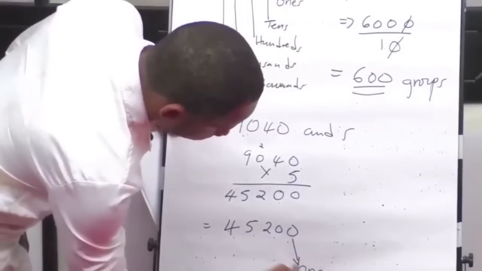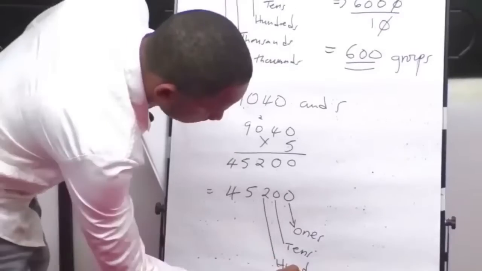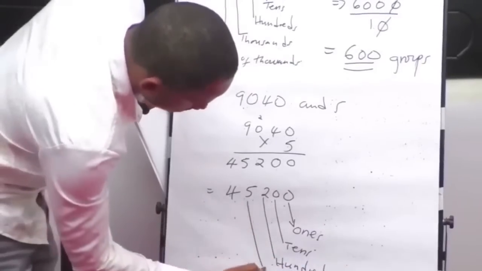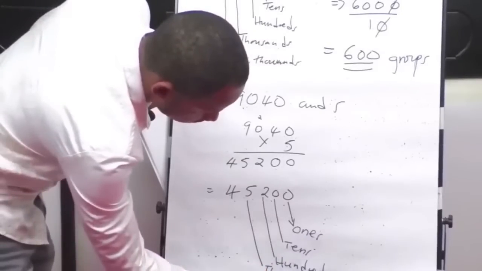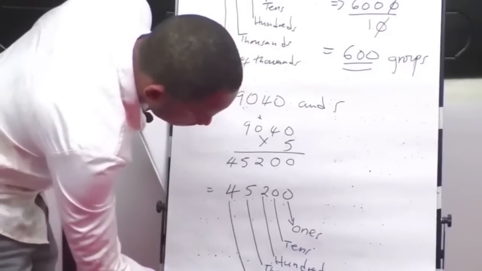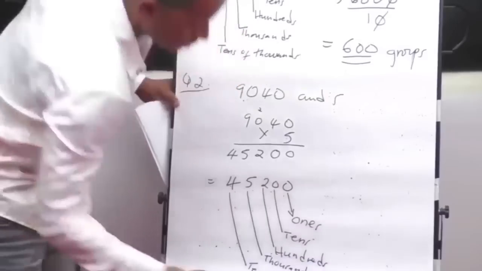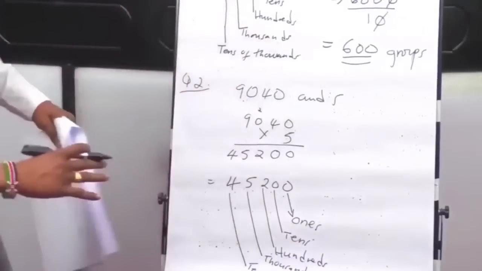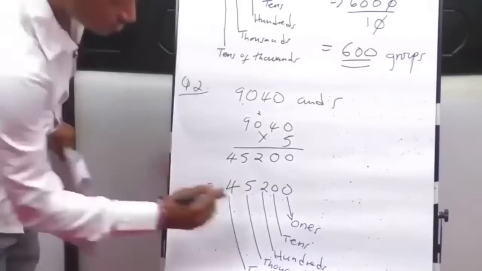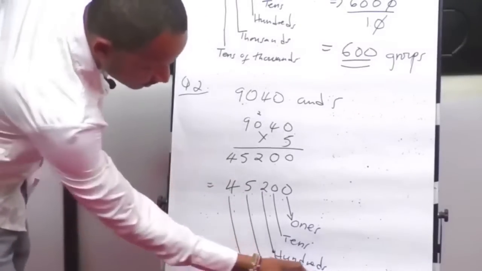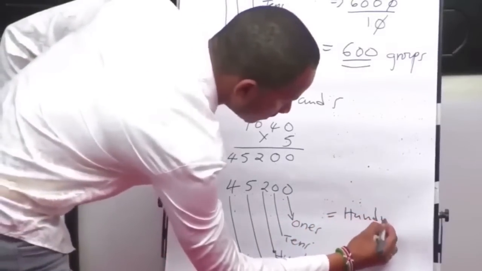The next value is tens. The next value is hundreds. The next value is thousands. The next value is tens of thousands. So the question is asking, what is the place value of digit 2? So the place value of digit 2 is hundreds. Hundreds. So our answer is hundreds.